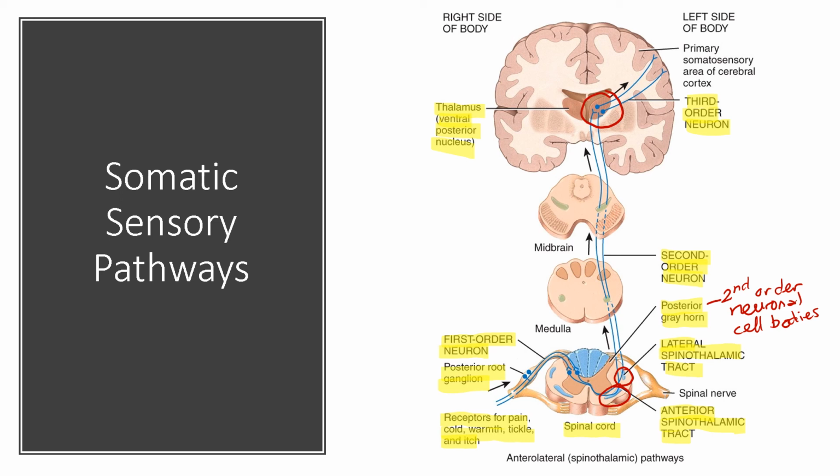Then the axons of the third order neurons will project to the primary somatosensory area on the same side of the brain as the thalamus. This is going to be the same side of the brain as the thalamus, or the same side of the thalamus that they synapse with the second order neurons, if that wasn't clear.